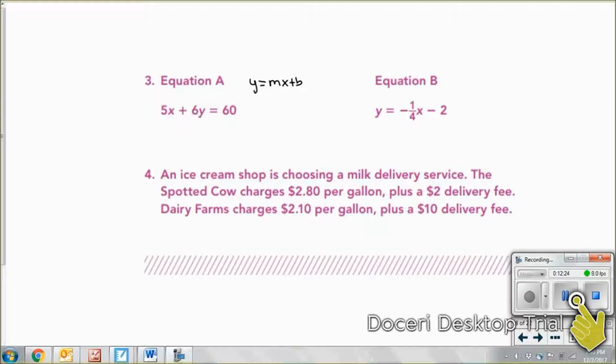Okay. Now, we've practiced this a little bit, and I want to see what you guys can do on your own. So I'm going to give you a few seconds here. I want you to rearrange that equation to be in slope-intercept form. Ready, go.